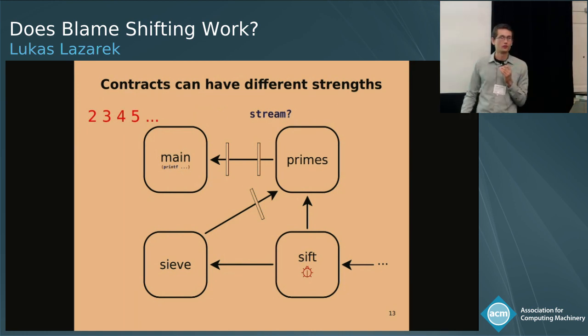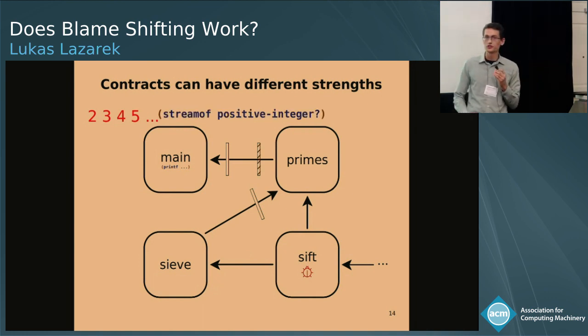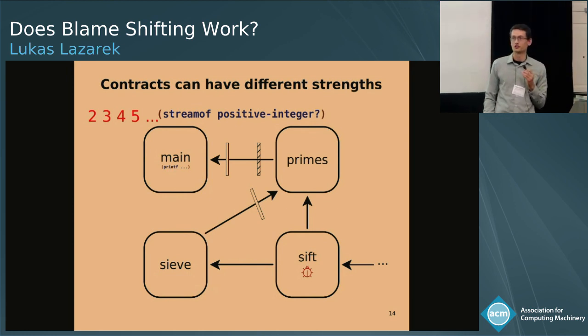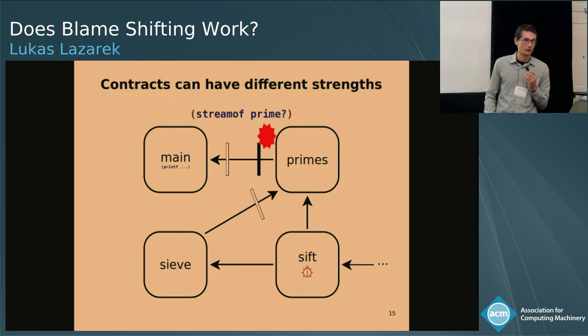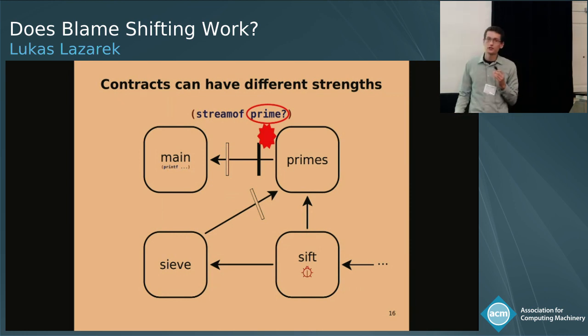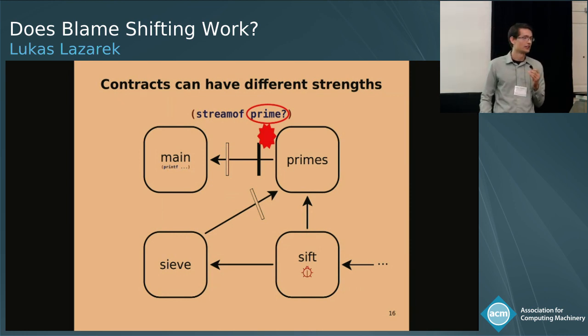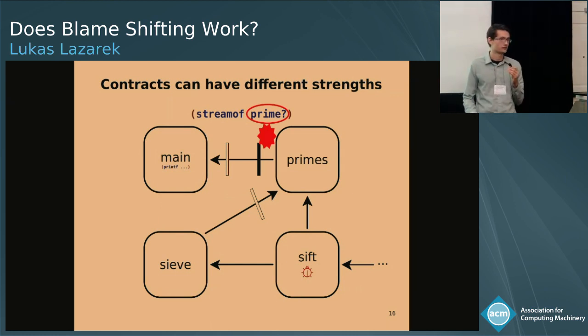Now these contracts can fall along a spectrum of strength. So for instance, the contract on the output of primes could simply say that it must be a stream. Or it could be stronger in the sense of raising more errors by saying that it should be a stream of positive integers. Or it could be stronger still and specify that it must be a stream of primes. And I want to quickly note that contracts in general can be composed of arbitrary predicates, like this prime predicate that might have come from a number theory library. And this allows contracts to be very flexible and expressive.